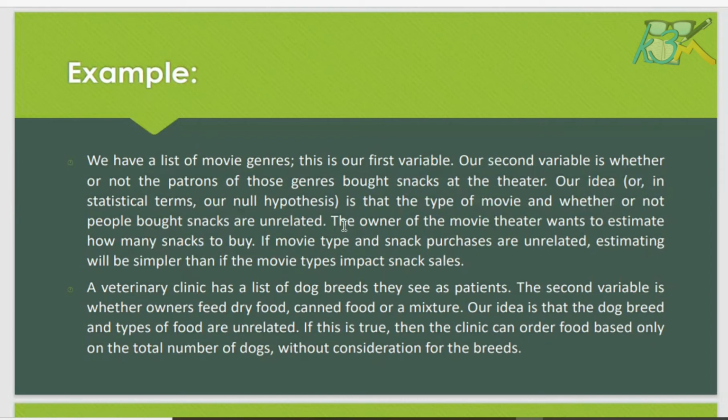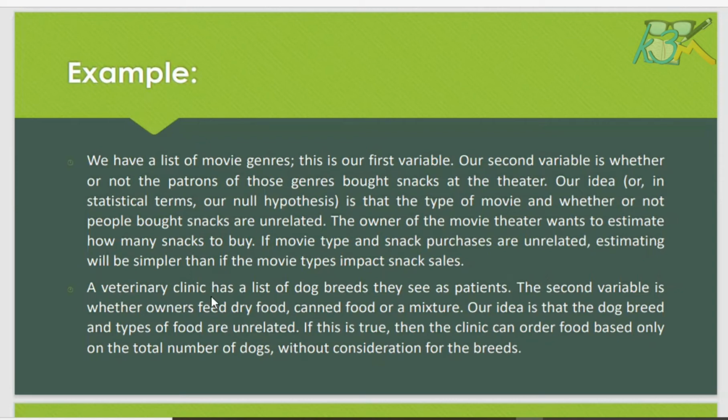Then the problem is, ito yung dapat nating isolve. So the owner of the movie theater wants to estimate how many snacks to buy. So if movie type and snack purchases are unrelated, so estimating will be simpler than if the movie types impact snack sales. Okay. So for our second example, ito.